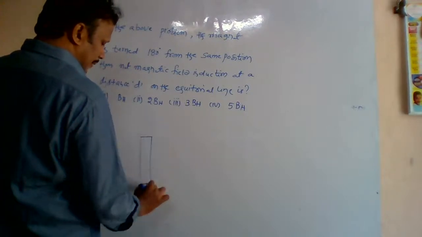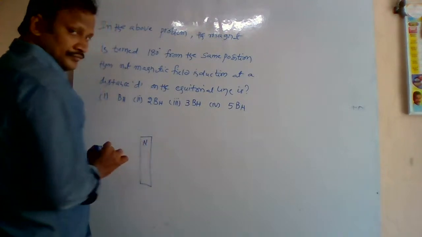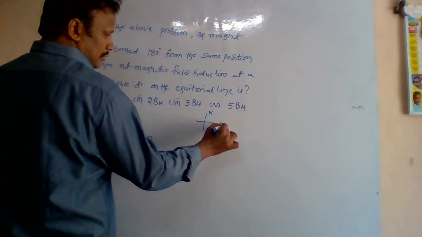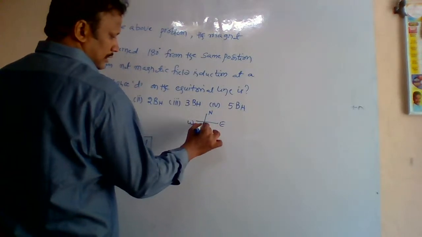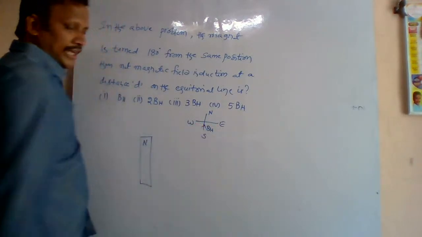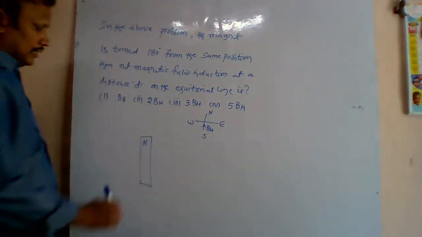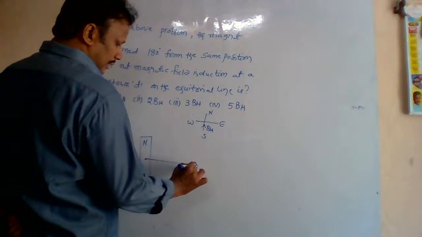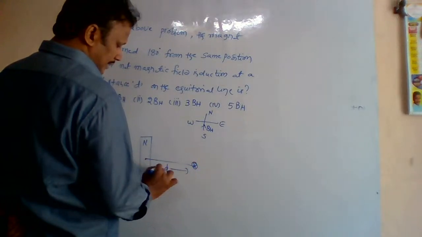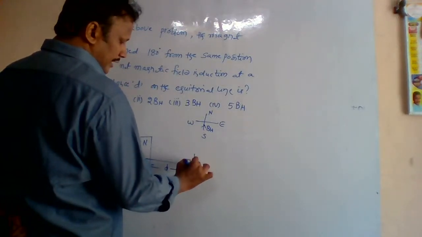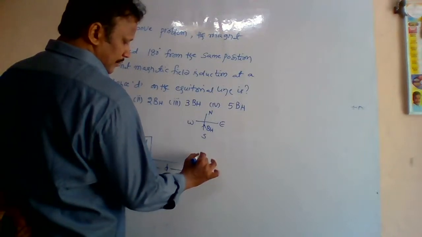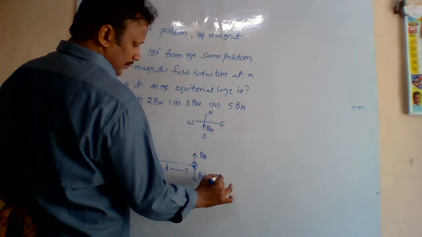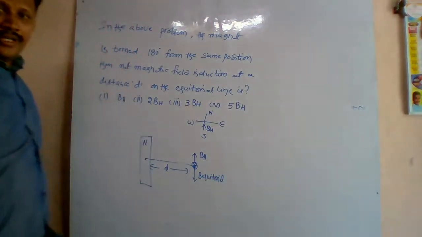So first case, what happened here? North pole facing geographical north. So east, west, north, south. This is the direction of BH. Is it clear? So in this situation, from here to here, this is nothing but the null point. At a distance d, we get the null point. So at this null point, what happened? BH is balanced by B equatorial.